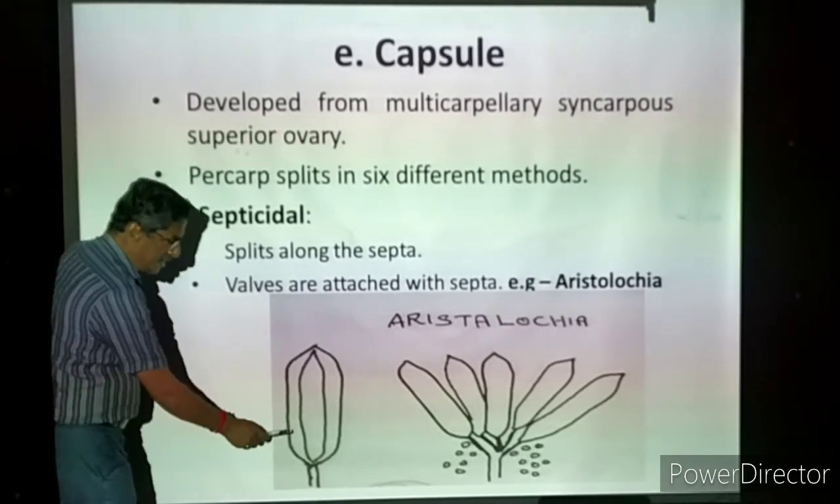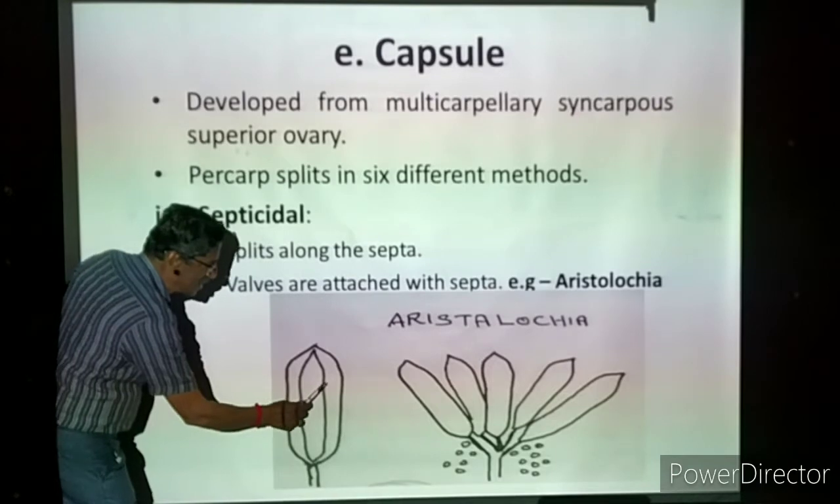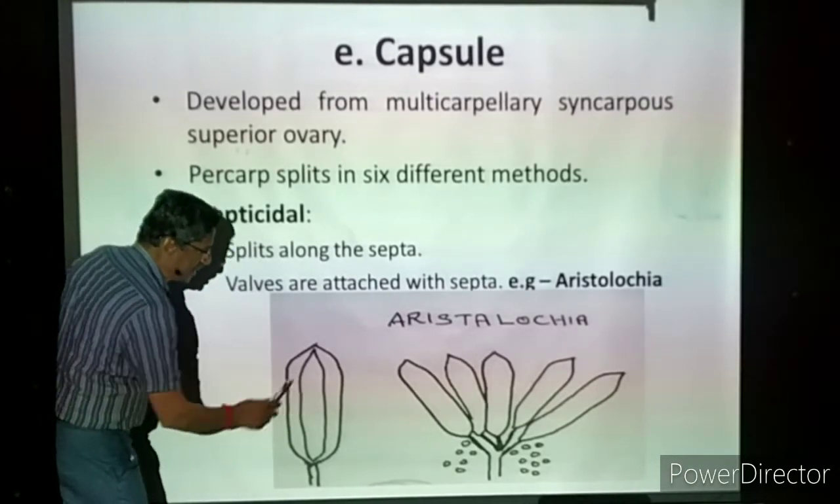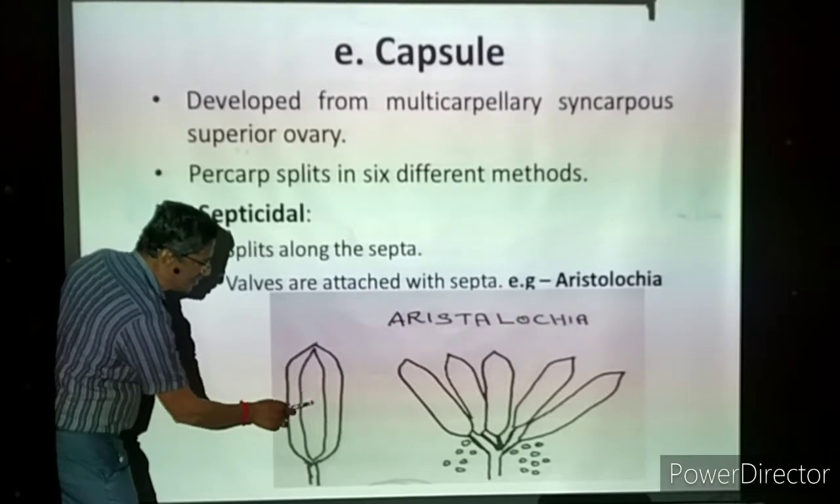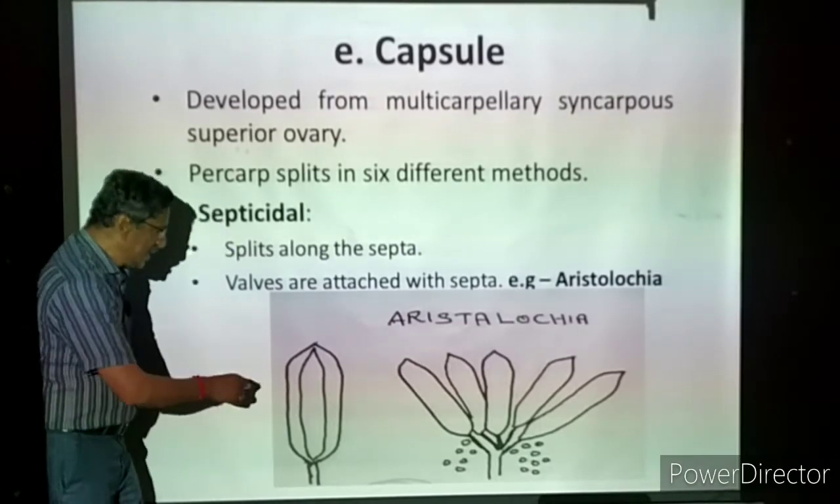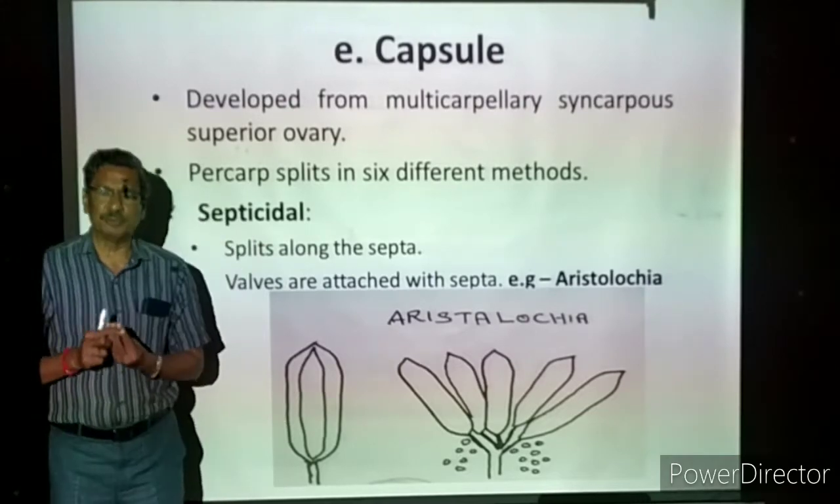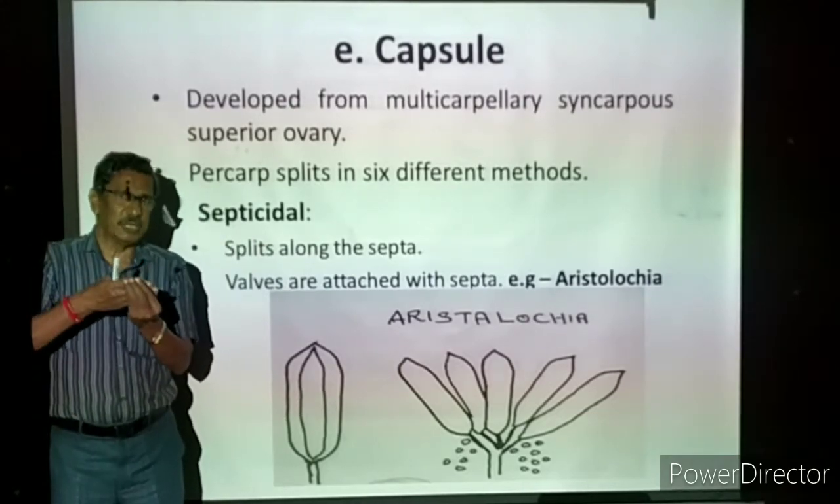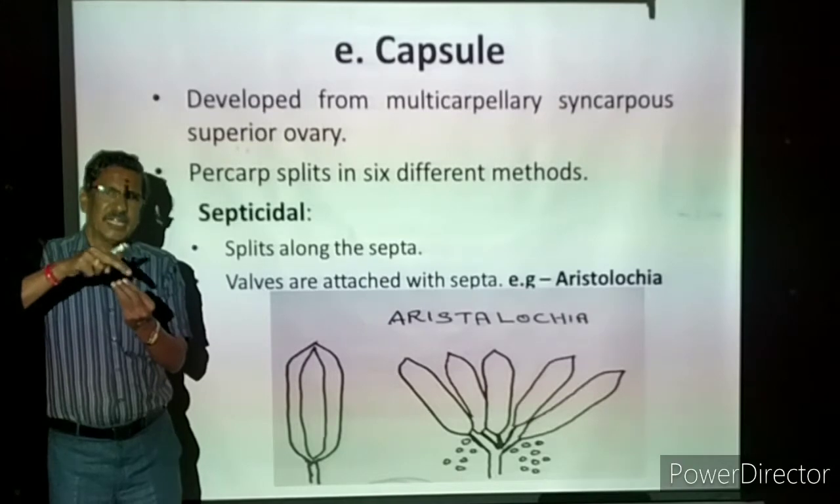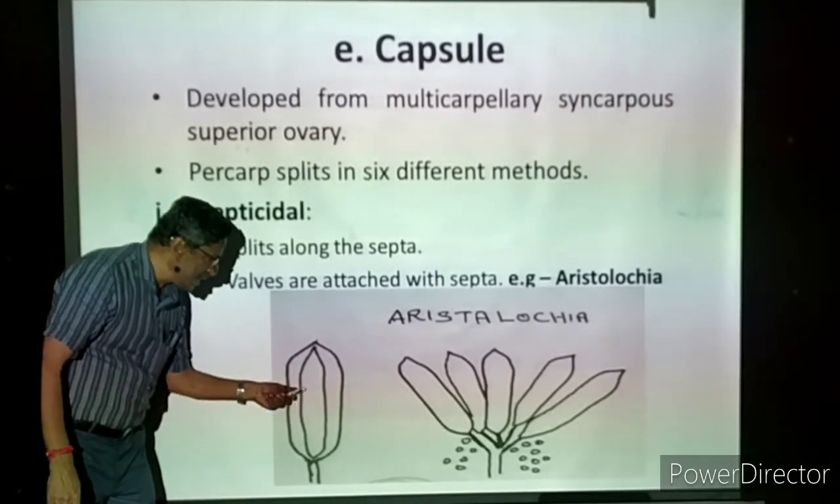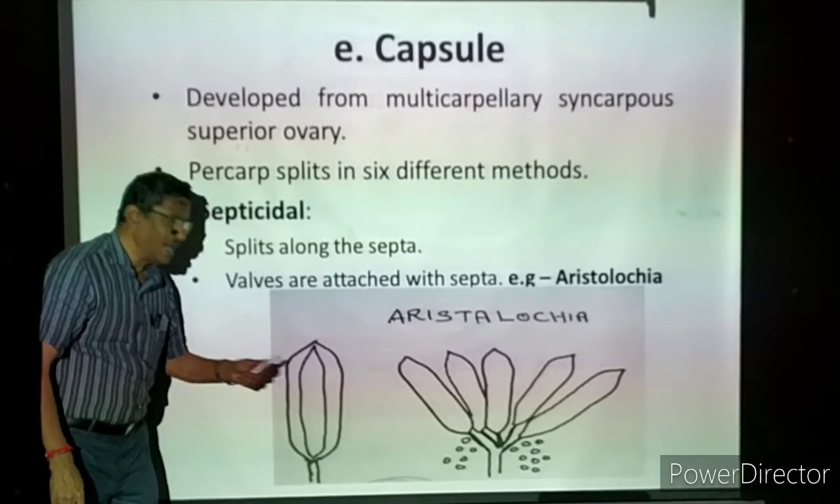For example, one fruit is there. This fruit has some angles, some foldings, angles or edges we can say. The sides are the flattened parts, like the lady's finger fruit. It has 5 sides, and at every junction there is a corner. That corner is called the septum, and the side is called the valve.